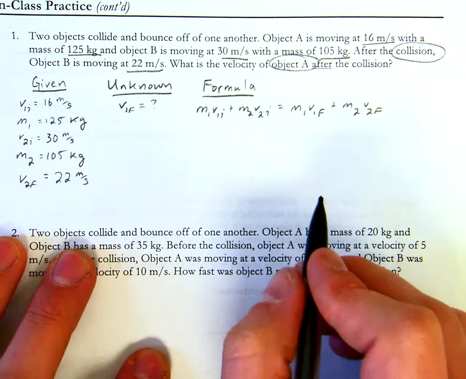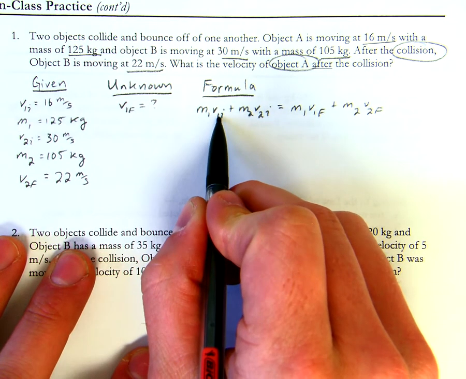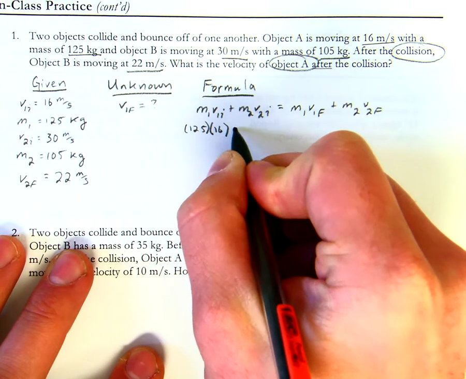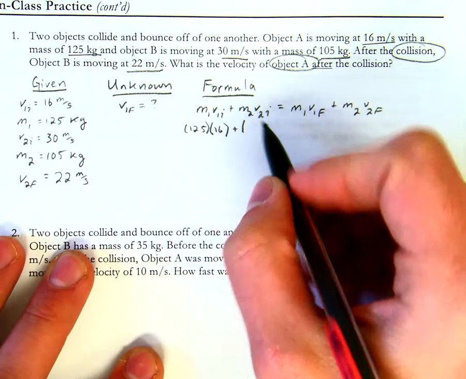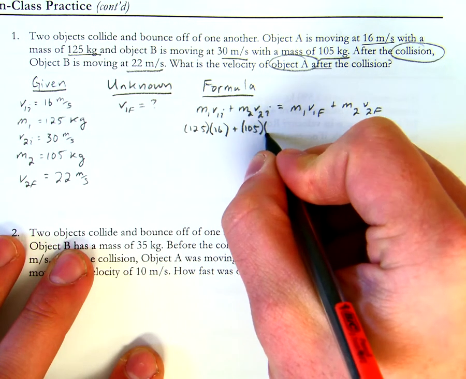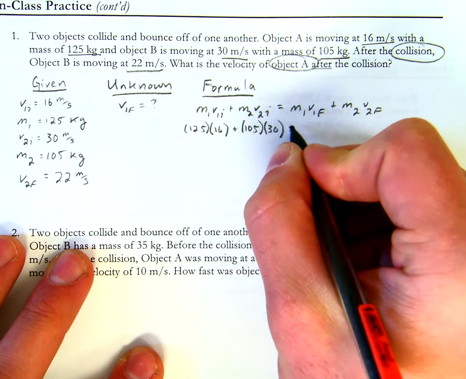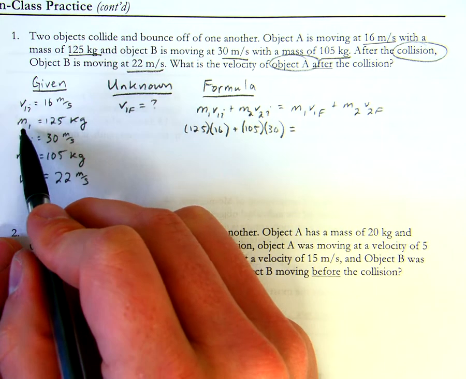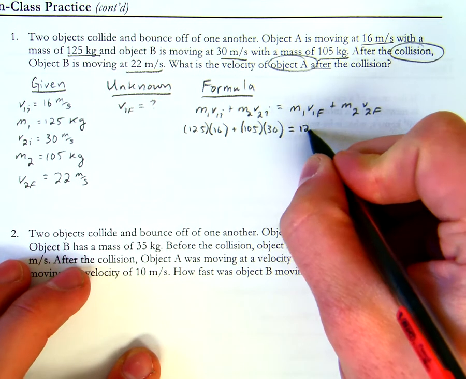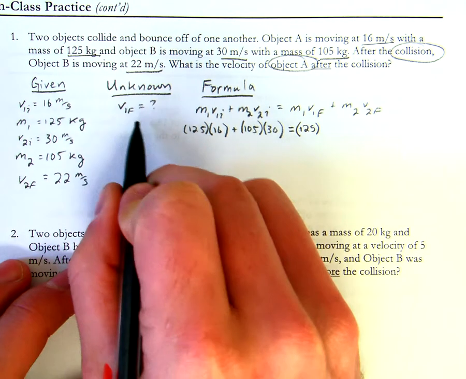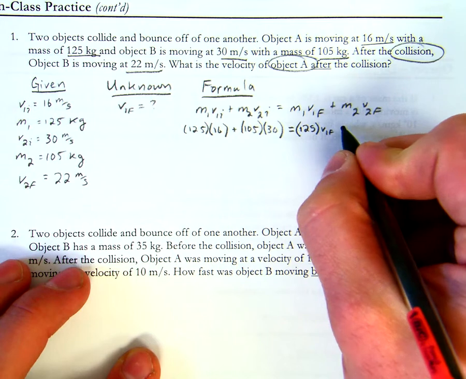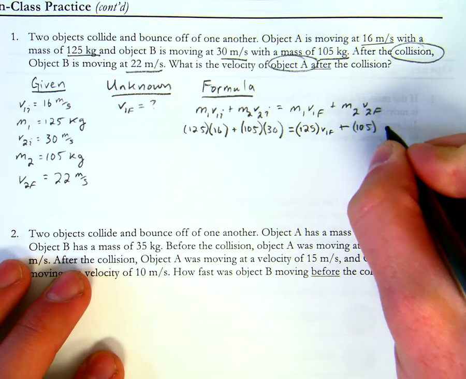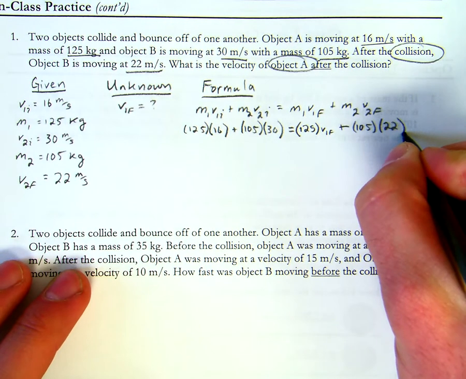Let's make our substitutions. I know the mass of 1 and the velocity of 1 initially are right here, so I've got 125 times 16 plus M2V2, which is 105 times 30, and that's equal to M1V1F. Now hang on, does the mass change? No, so my mass is the same, 125. V1F is actually what I'm looking for, so I just write that in as my variable, plus M2 and then V2F, which I'm given, so M2V2F is 105 times 22.